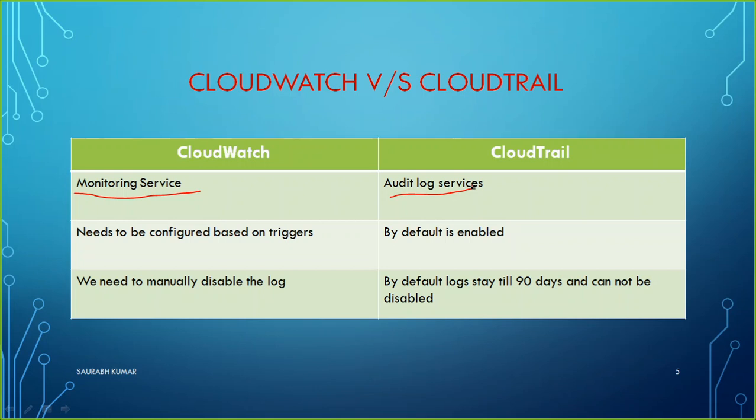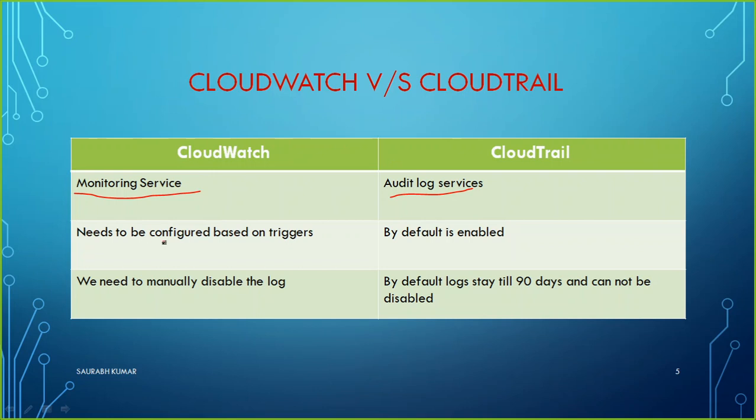So if I ask you, I want to know right now how much RAM is being utilized on any instance, which one will you go for? CloudWatch. But if I ask you when exactly a user successfully logged in, or when a new user account was created, you will not see that in CloudWatch. You are going to see it in the log file, and the log file you can see through CloudTrail.